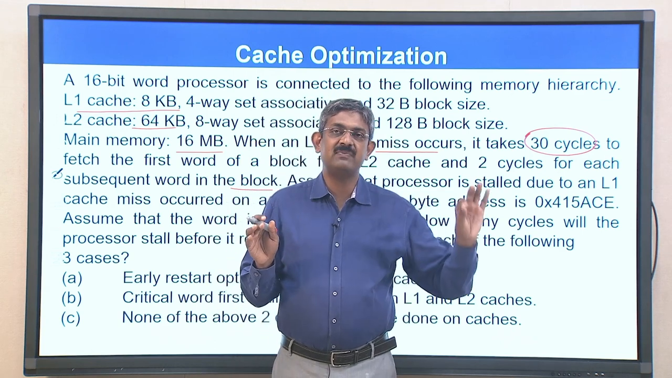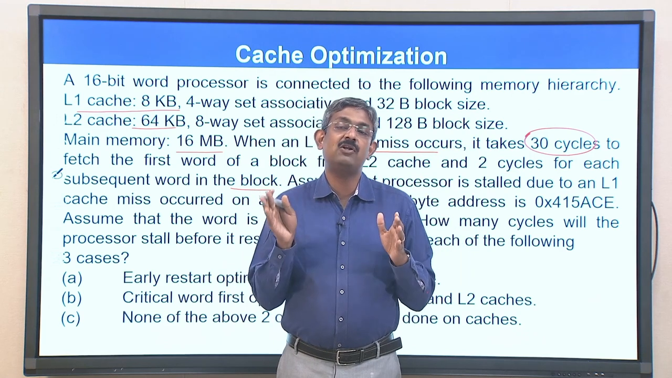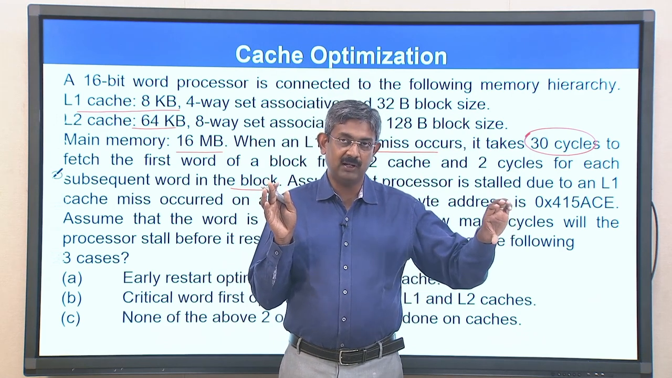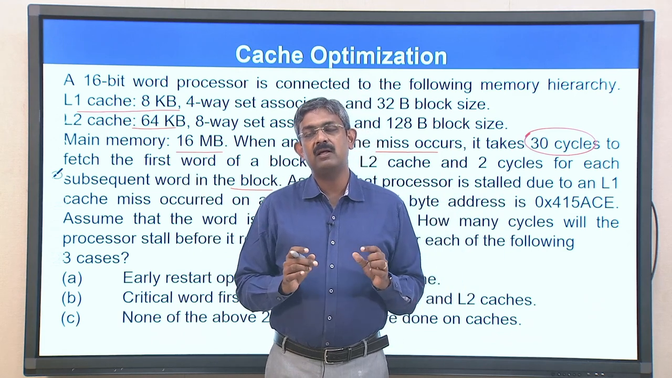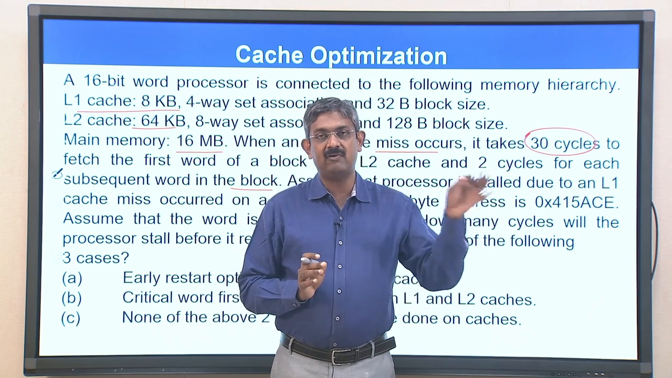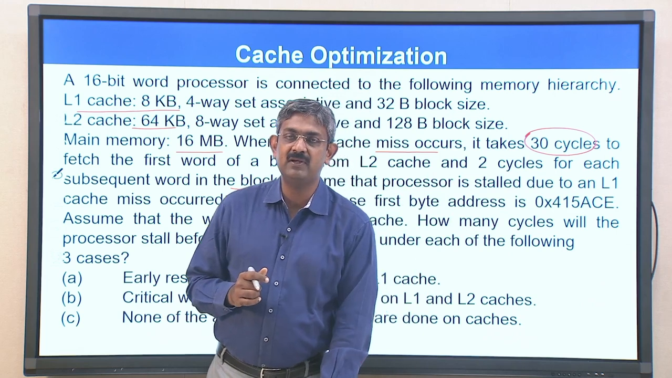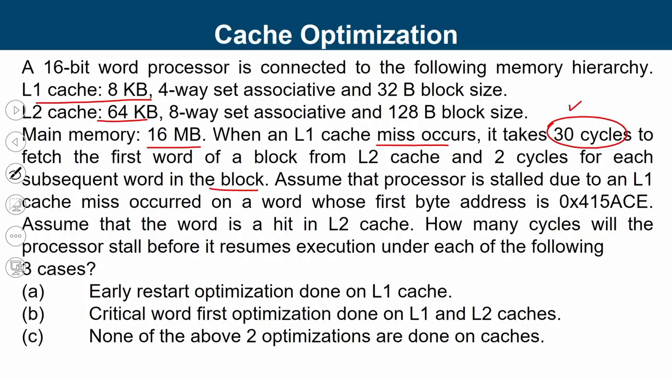But in order to bring something from L2, first you have to identify the block in L2. It can be a hit or a miss. So, there is some initial overhead in identifying the block from L2 and then transferring. That's why there is a slightly bigger time required for bringing the very first word. Thereafter, it is done in a pipelined way. So, if you look at the given statement, it takes 30 cycles to fetch the first word of a block from the L2 cache and 2 cycles each for the subsequent words. So, this is the initial overhead. The first word will arrive in 30 cycles and thereafter, every 2 cycles, the next word is going to come.